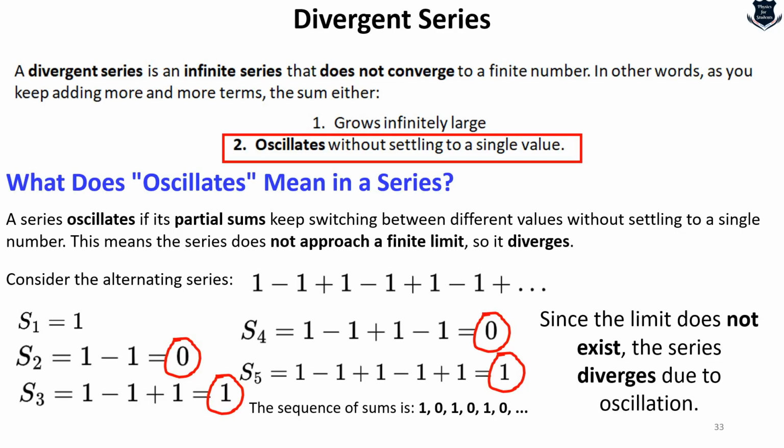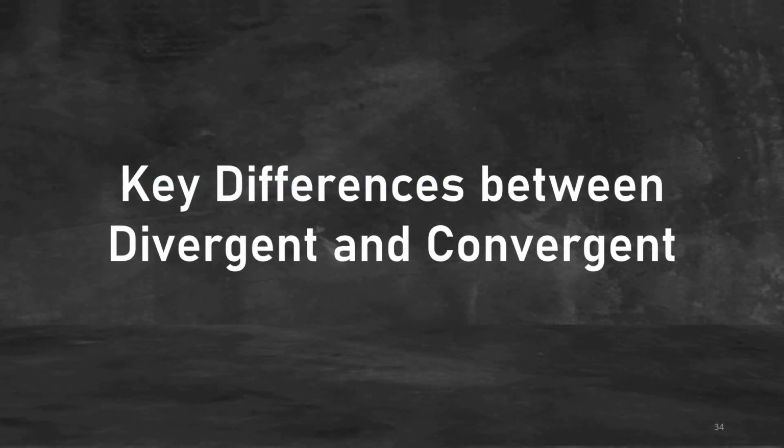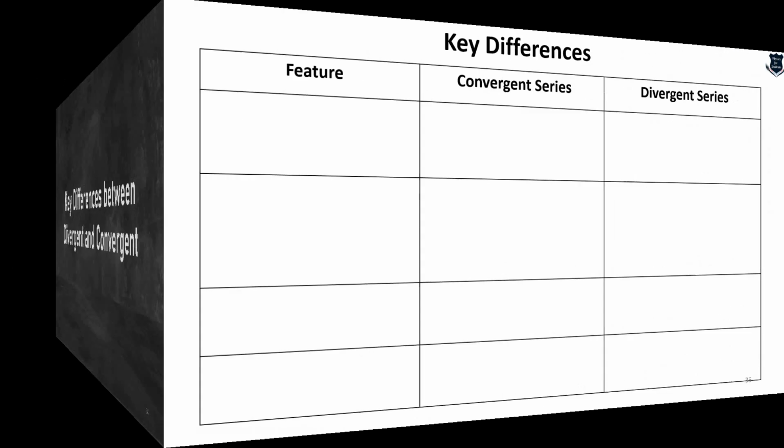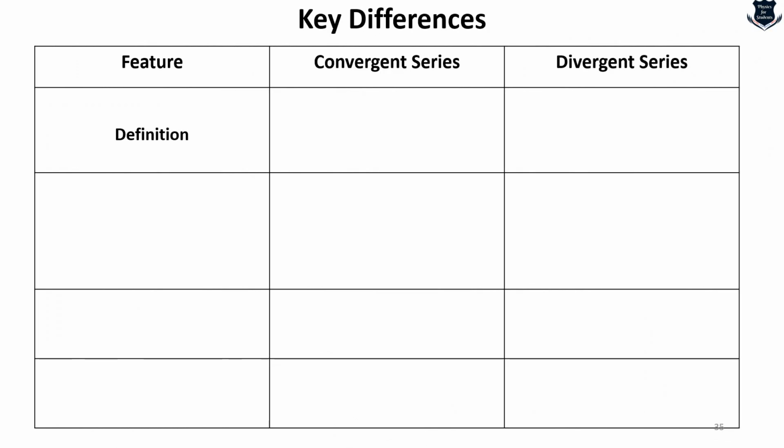There are many other terms and many other problems in divergent series which I will cover later. But in this series I just aim to give you an understanding of the basic concept of divergent and convergent series. So what are the key differences or relation between divergent and convergent? Let us understand in tabular structure.